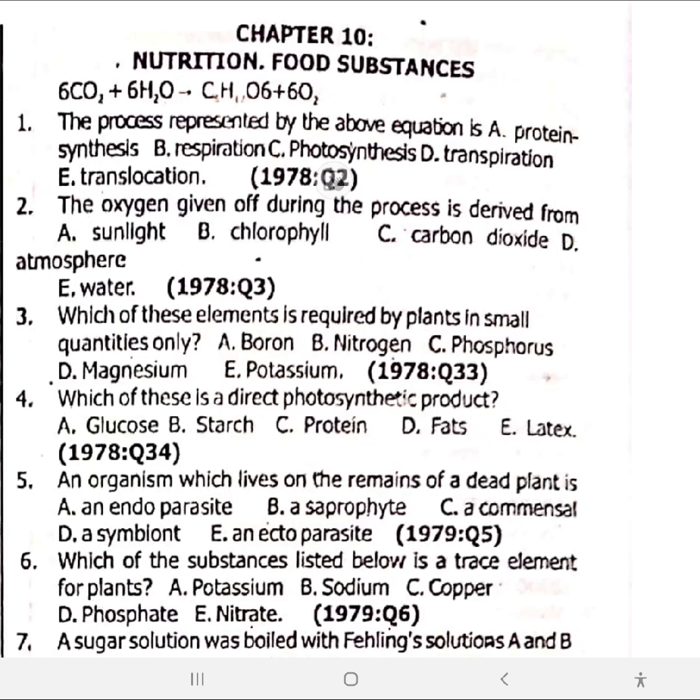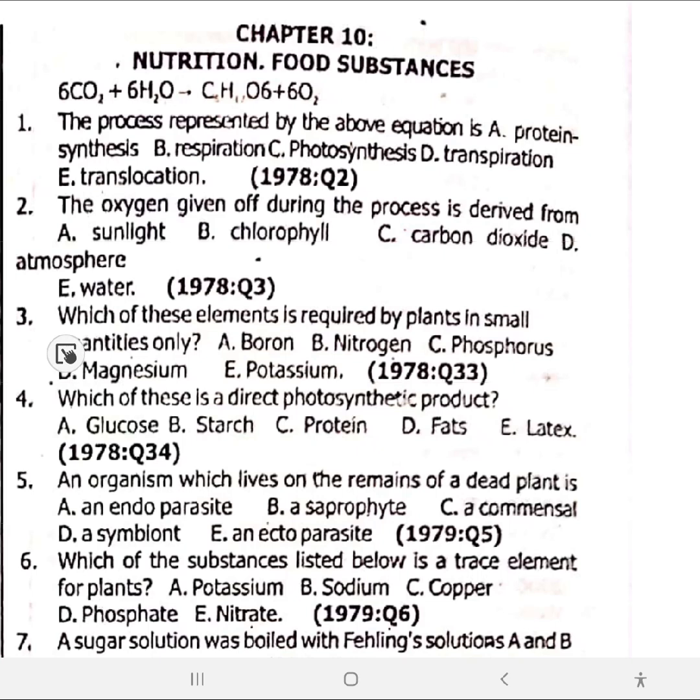Let's go to our next question. So number 1, photosynthesis is the answer. Number 2, the oxygen given off during the process is derived from, just like what I stated now at point 4, water, option E. Number 2 is option E, not carbon dioxide. A lot of students will pick carbon dioxide. No, the oxygen given off during photosynthesis is derived from water, which is the photolysis of water.